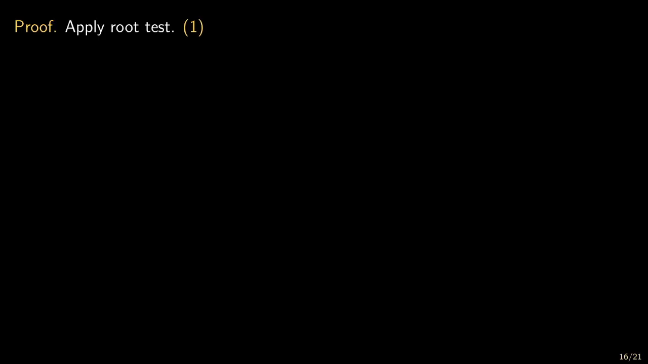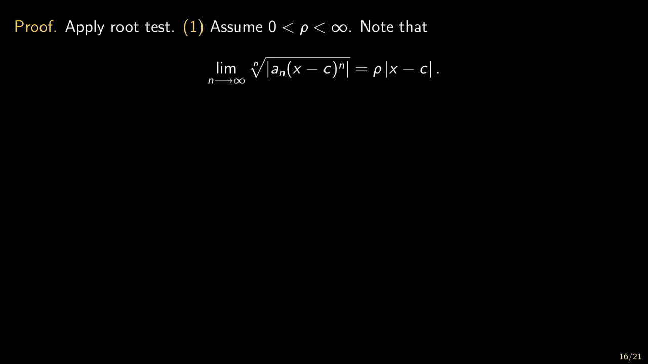So, for the proof, you just apply the root test for number 1. So, assume rho, what's rho again? It's the limit of the nth root of the absolute value of an. Note that, by the way, assuming that rho is between 0 and infinity, I took the nth root of the nth term of the power series, and then I let the limit as n approaches infinity.